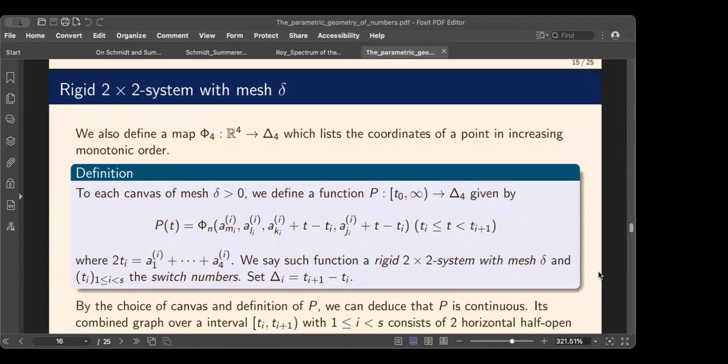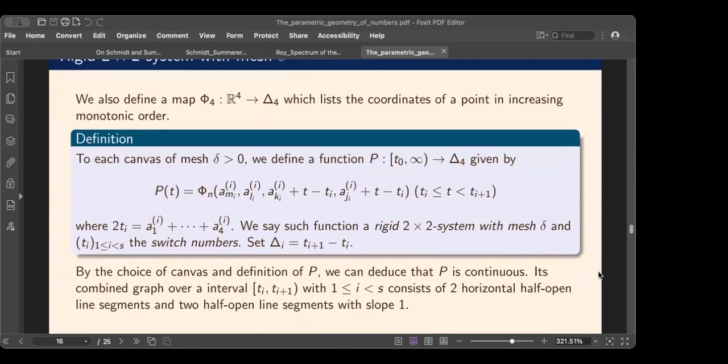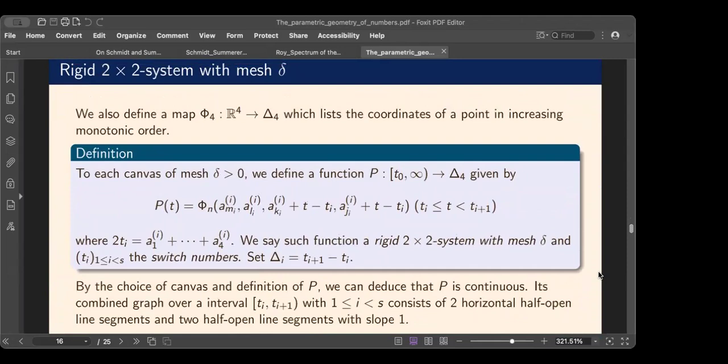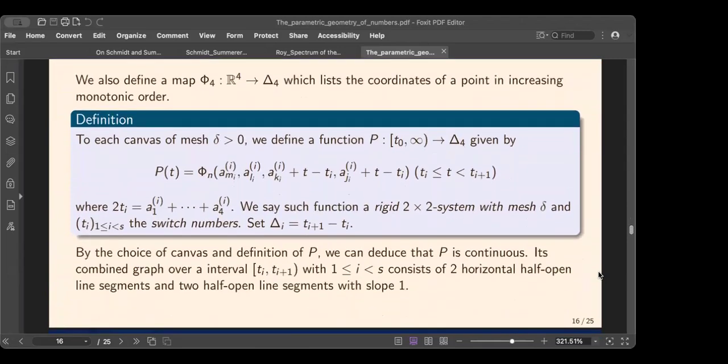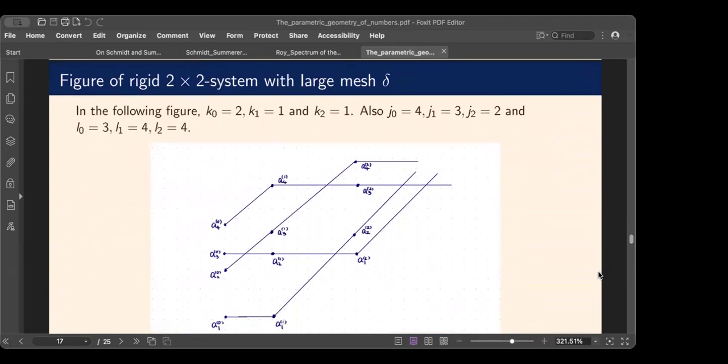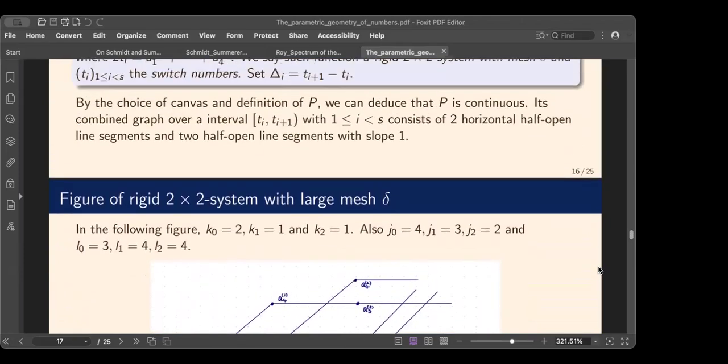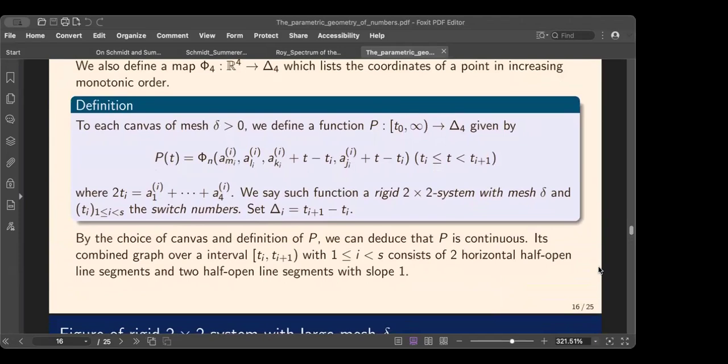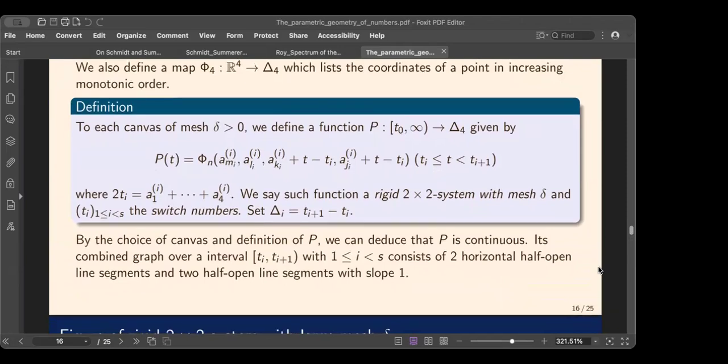Then we do the same thing: just connect these nodes and define the rigid 2x2 system with mesh delta. Here I add another two indices, which are mi and ji.